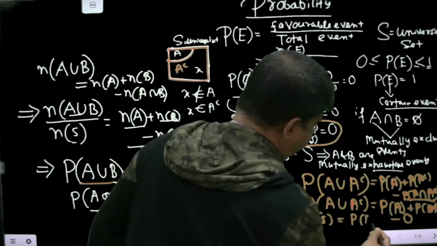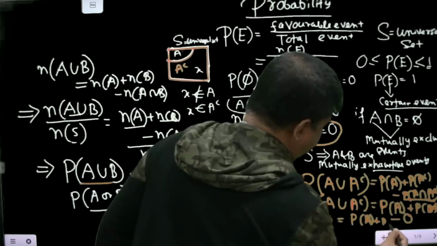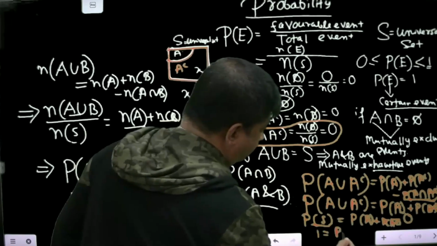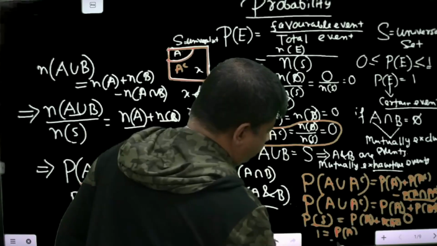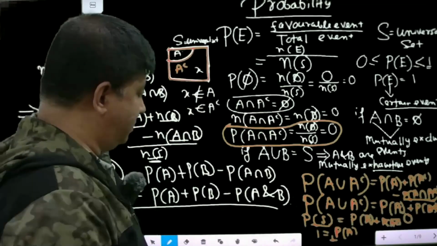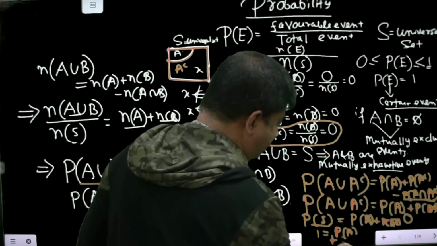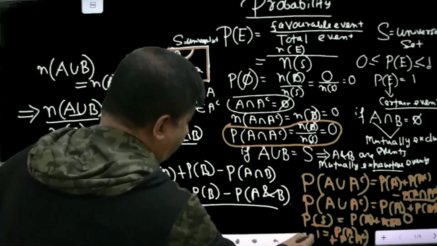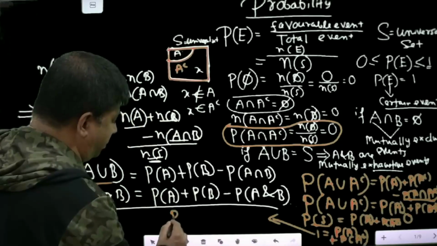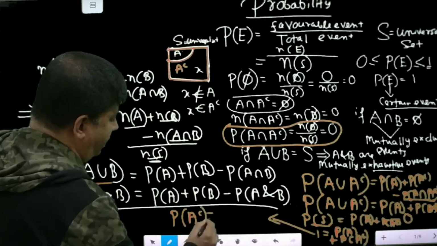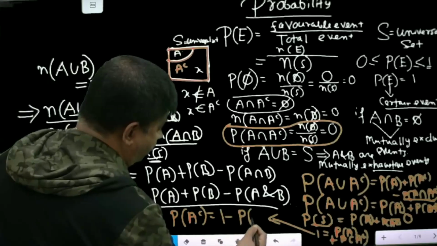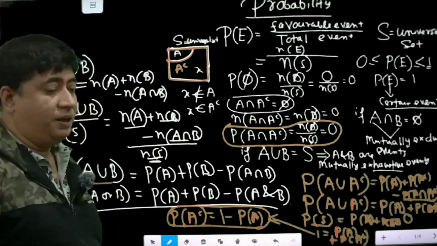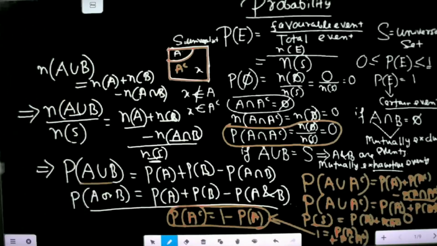P(A) plus P(A complement). What about P(S)? It is 1. So P(A) plus P(A complement) equals 1. From here we can conclude one of the most important properties: P(A complement) is 1 minus P(A).